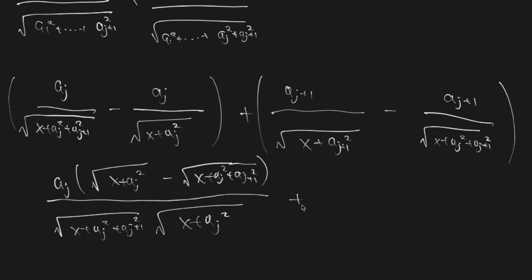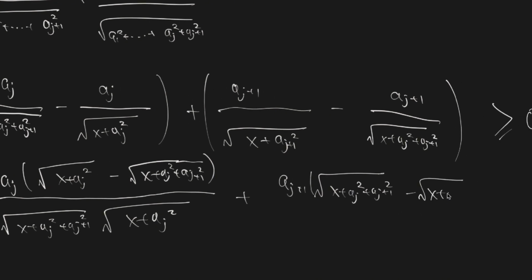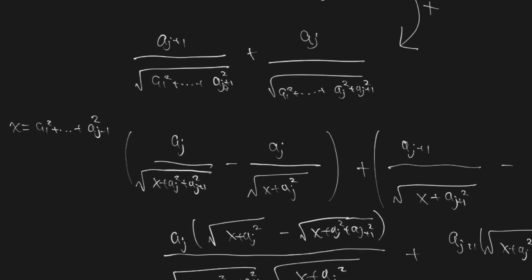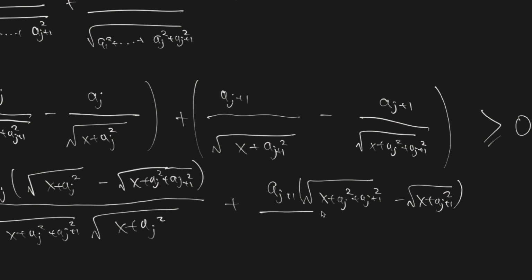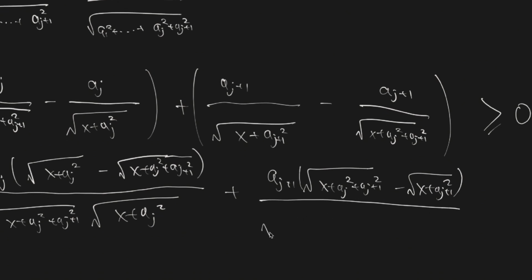And then the other one is quite similar in that I'm going to take this out, and we get the square root of x plus AJ squared plus AJ plus 1 squared minus the square root of x plus AJ plus 1 squared. We eventually want to use the fact that AJ is greater than AJ plus 1 to prove that this inequality is true. On the bottom, I'm going to flip this order around so we can look at it more clearly to compare with that, because this first term is actually the same.